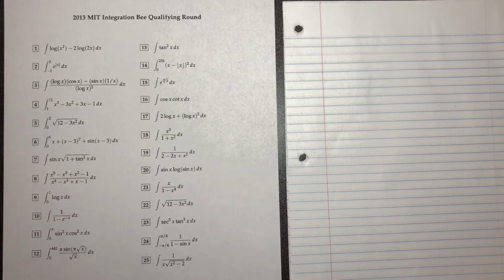Today we're going to be doing the 2013 MIT Integration Bee qualifying round. Now, in this test, students have 20 minutes to complete these 25 indefinite and definite integrals, but in this video I will not be using the 20-minute time restriction because I want to explain my thought process and explain my answers in a little bit of depth.